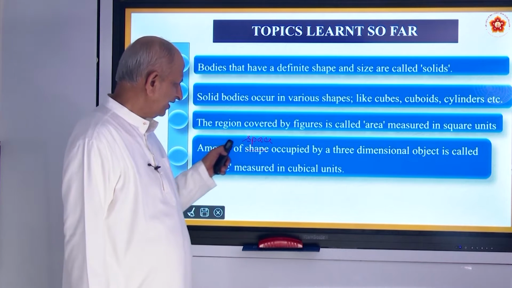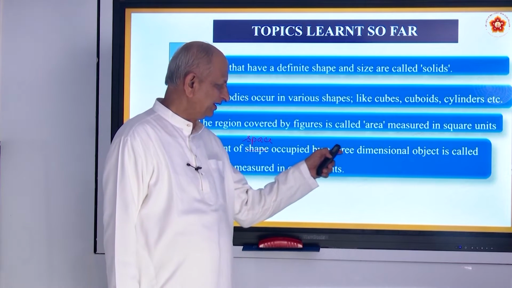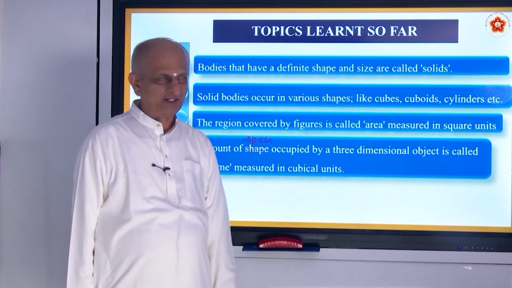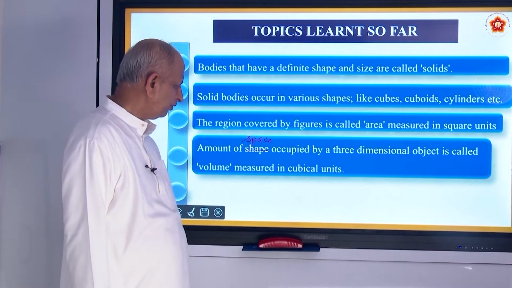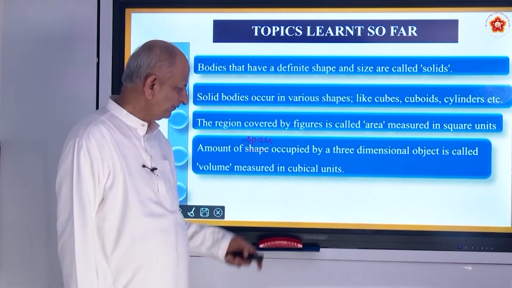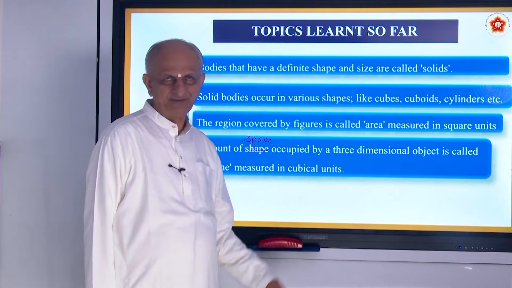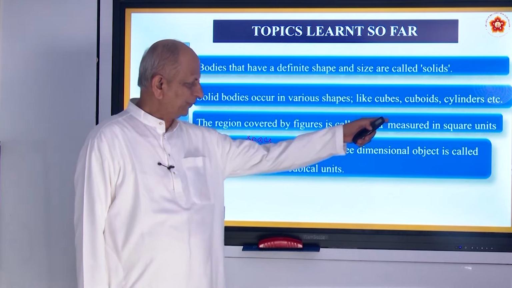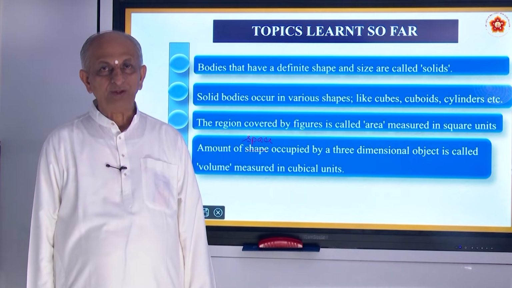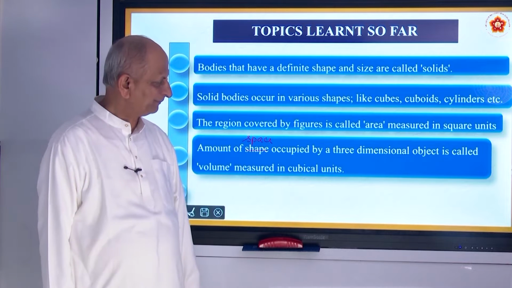Amount of space occupied by a three-dimensional object, a cube or cuboid or cylinder, etc., is called volume. And you have to measure it in terms of cubical units. If area is there, square units. If volume is there, cubical units.